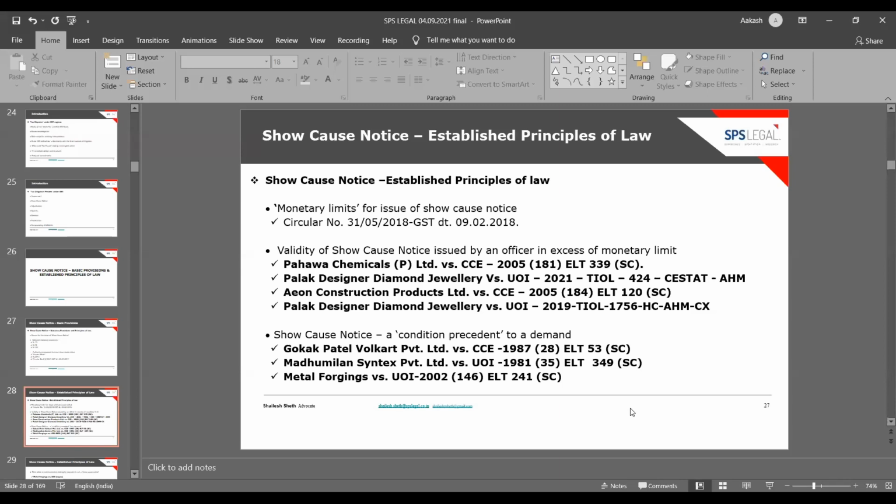This challenge was dismissed by the Gujarat High Court in 2019, TIOL 1756, High Court Ahmedabad, following Pawa Chemicals in Supreme Court. The High Court then referred the matter back with some directions. Based on those observations, following the Pawa Chemical Supreme Court, the Tribunal Ahmedabad bench ultimately dismissed the challenge to the validity of the show cause notice in the Palak Designer case on the ground that it exceeded the monetary limits. This is the judgment in the context of GST.